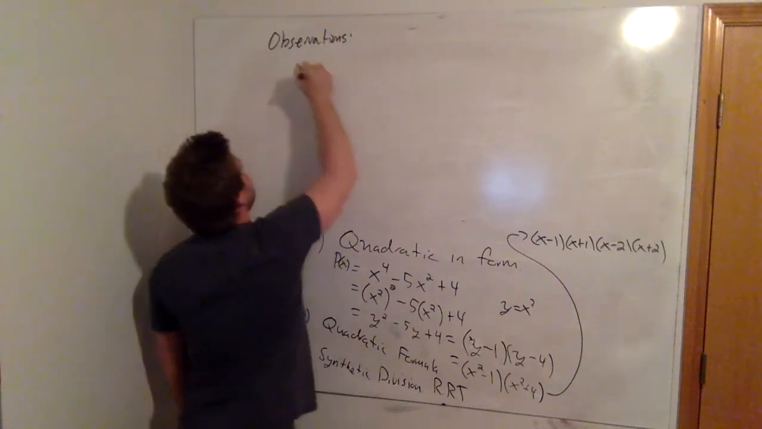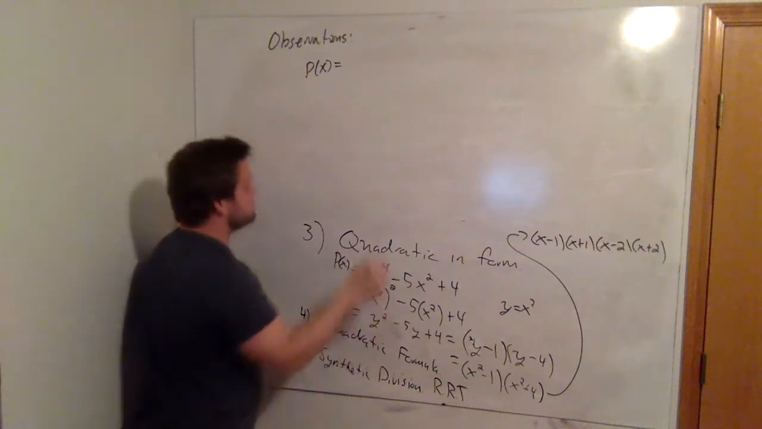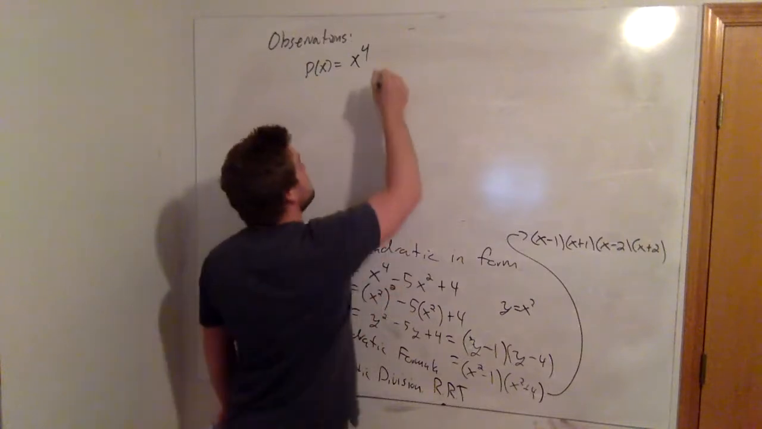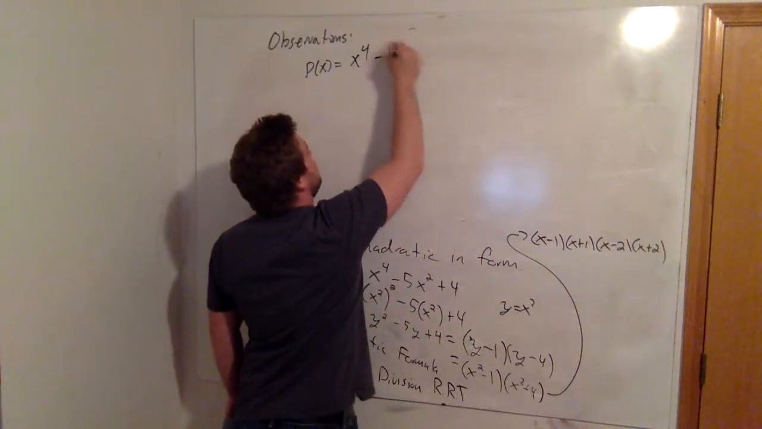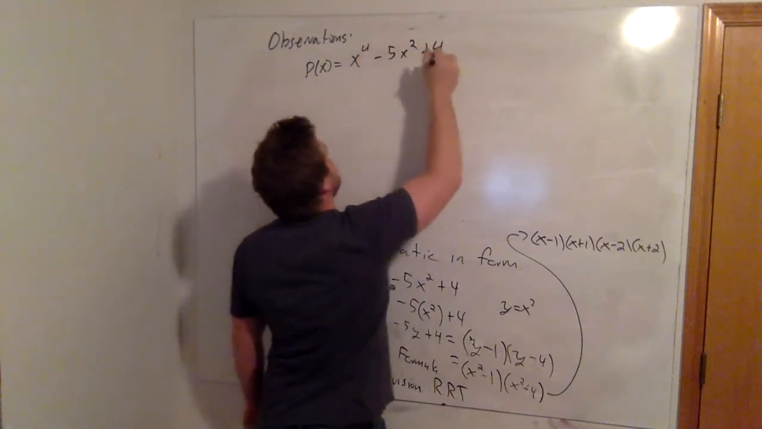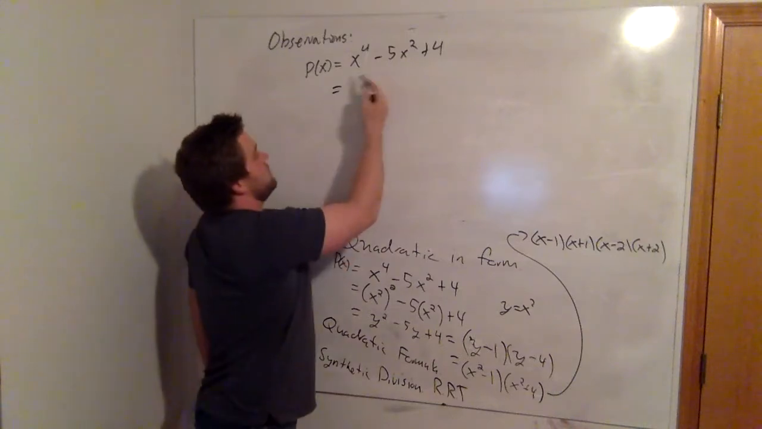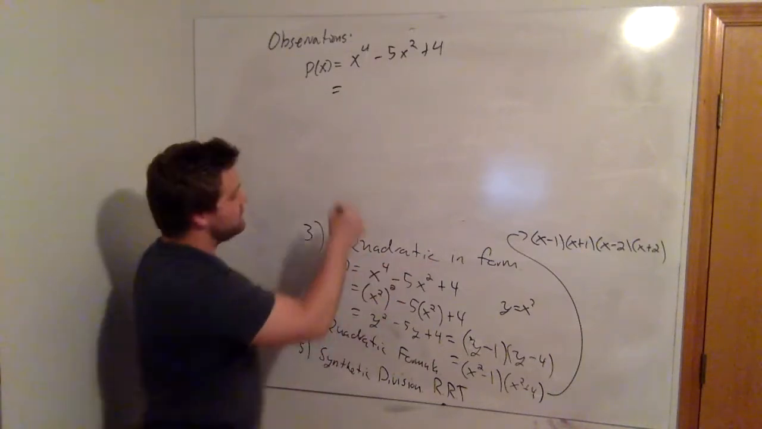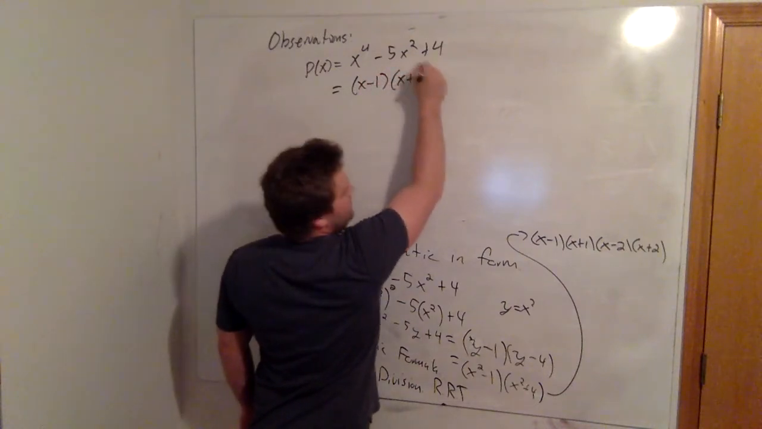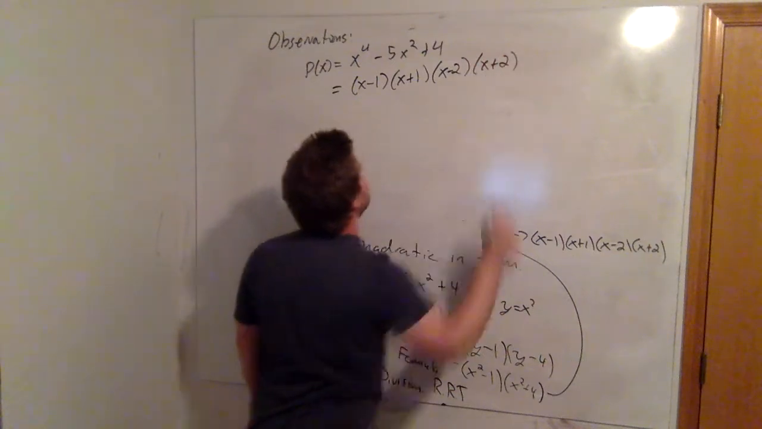Okay. Well, notice here, let's just write down our first example here. That was this. We had x to the 4th minus 5x squared plus 4. We just realized we could factor this by thinking of this polynomial as quadratic in form, and we saw that it factored to (x minus 1)(x plus 1)(x minus 2)(x plus 2).